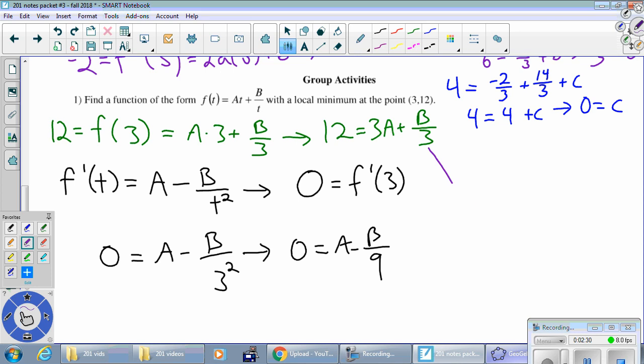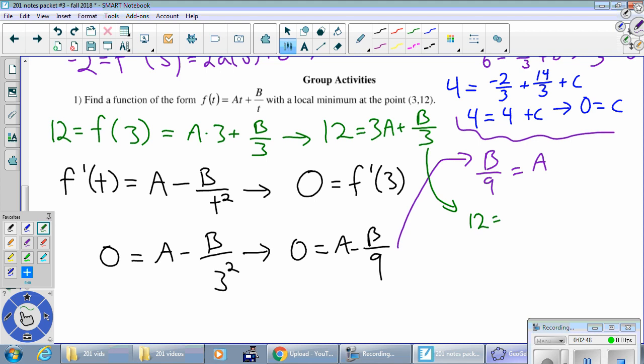So let's solve the other equation for a. We can add b over 9 to both sides. Now that I've solved for a, I can substitute into the green equation. So 12 is equal to 3 times a plus b over 3. But instead of a, we can put this b over 9 that we just solved for. That's the substitution step. And finally, we get one equation with just one unknown in it.